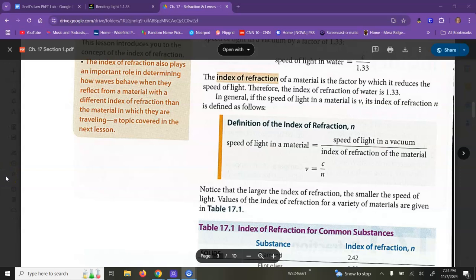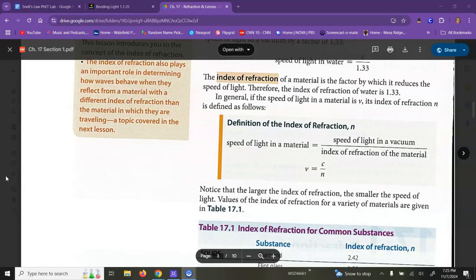Hello, this is the last time we're going to be updating our packet, and so we're going to be adding two more equations to our packet here, and they're going to be equations that you used on your Snell's Law PhET Lab and equations that came from your Chapter 17, Section 1 homework. So here we go. I've actually pulled up the homework here. So this is what Chapter 17, Section 1 looked like.